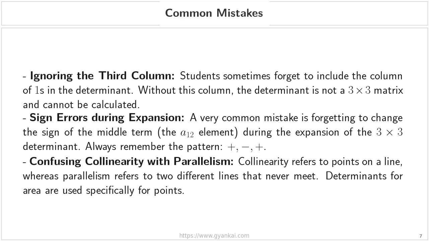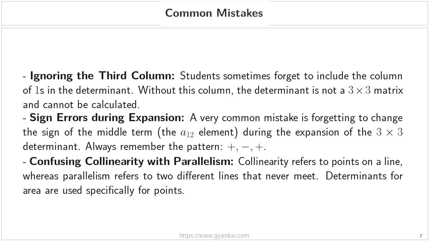Finally, try not to confuse collinearity with parallelism. While both terms involve lines, they describe different things. Collinearity is about a single set of points lying on the same line. Parallelism, on the other hand, refers to two separate lines that run in the same direction and never intersect. The determinant method we have learned today is specifically designed to check if points are collinear by looking for a zero area.